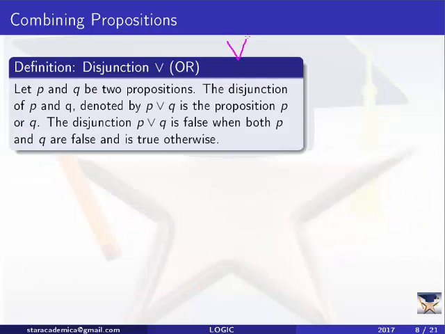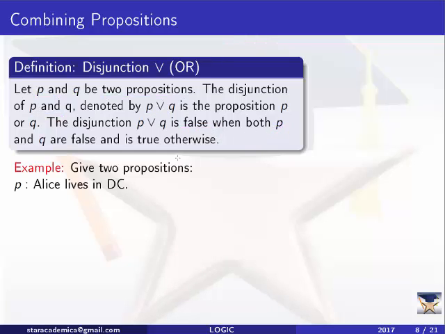Disjunction is the V notation, and we read this as OR. So we can now have P and Q, 2 propositions. The disjunction of P and Q, denoted by P or Q, that's how we read it, is false when both P and Q are false. If P and Q both are false, it is false. Otherwise, it is true.